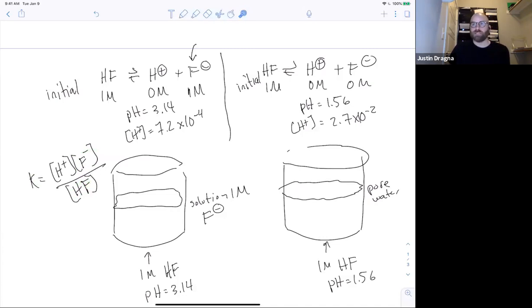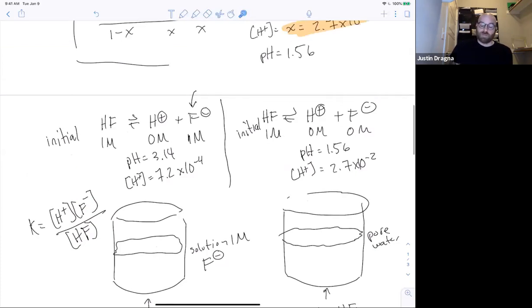HF is a weak acid. Yeah, this is only for equilibrium. So it has to be something that's at equilibrium for this to matter. So it wouldn't matter for something like HCl, for example. This wouldn't make a difference. I don't think you could make a difference in any reasonable concentration of chloride.